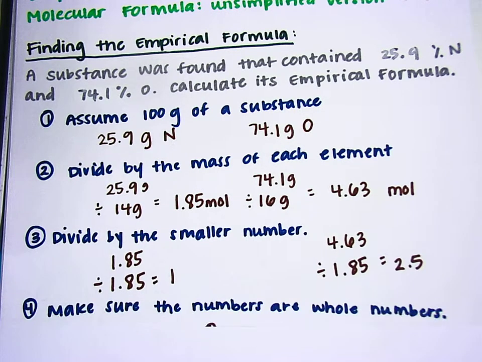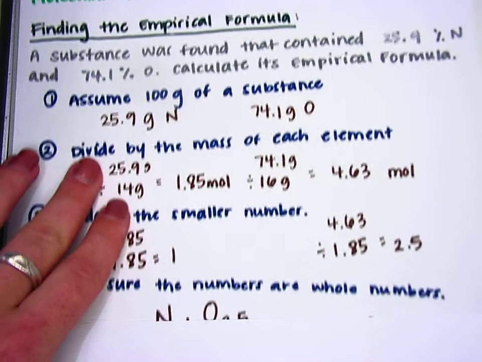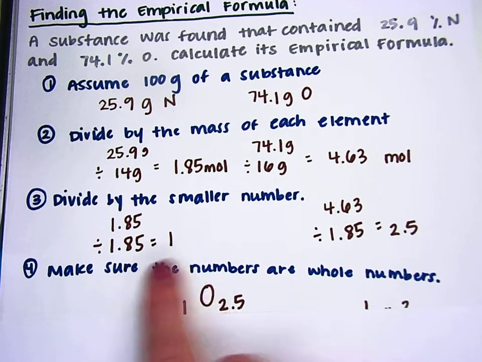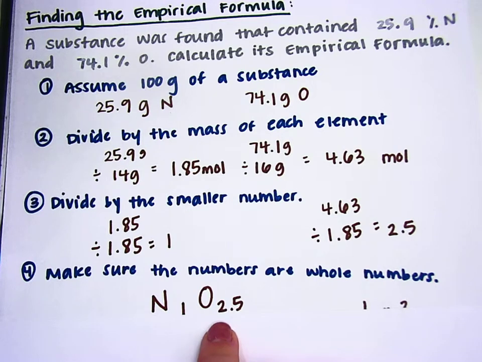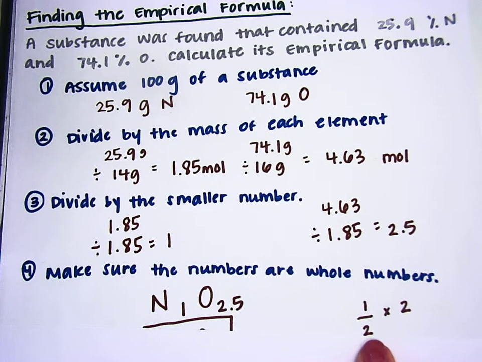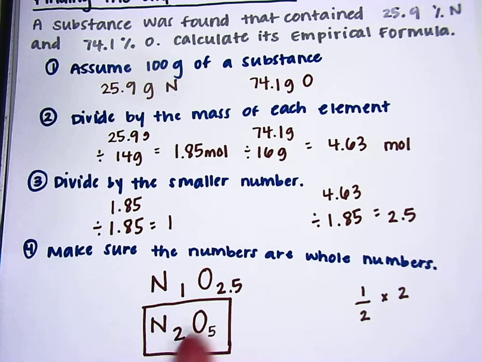And then the last and final step is to make sure the numbers are whole numbers. And here's why. If I write this formula as it is, I have 1 nitrogen and 2.5 oxygens. That's the weirdest looking formula you've ever seen. And the reason it's weird and doesn't work is because you can't have part of an oxygen. So think about this. If you have a half and you want to make that into a whole number, you would need to multiply by 2. There's a 2 up here, a 2 on the bottom. They would cancel out, and they would make 1. So what you need to do is multiply everything in that problem by 2. So I'll have N2O5 because 2.5 times 2 is 5. And so that's how we do empirical formulas.